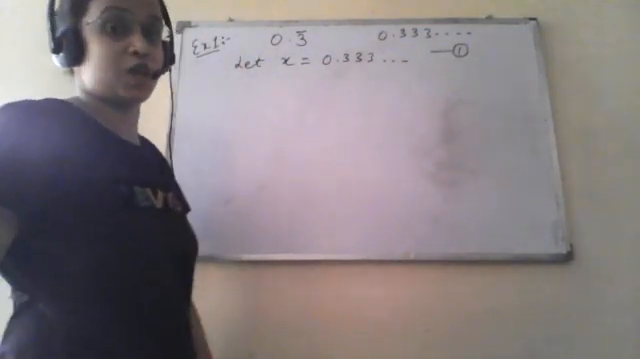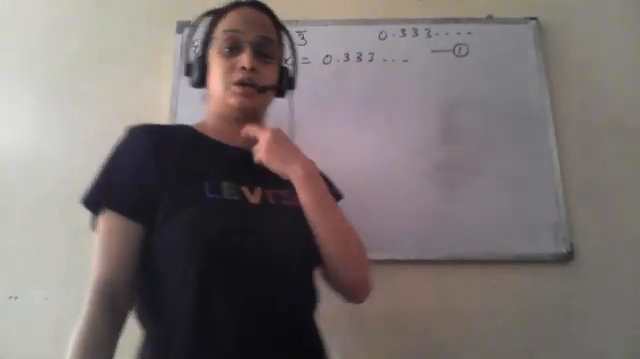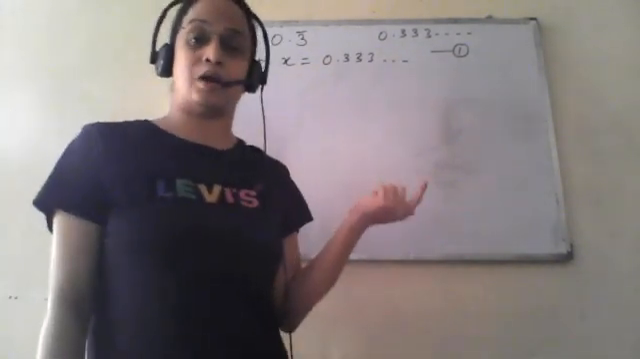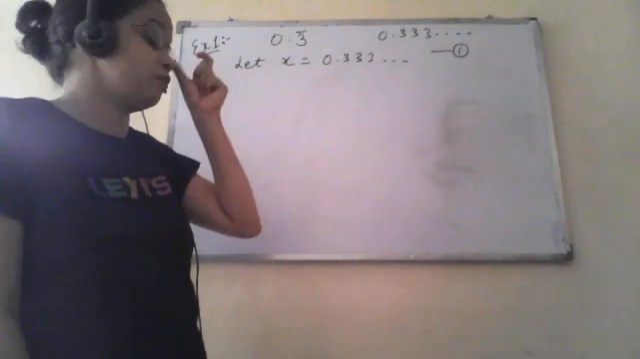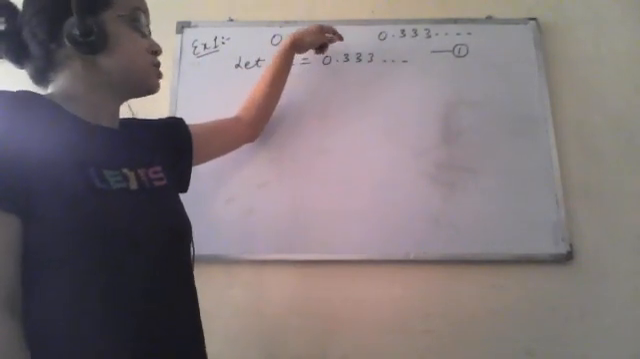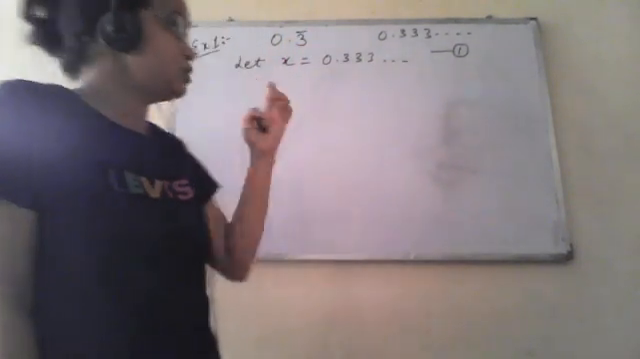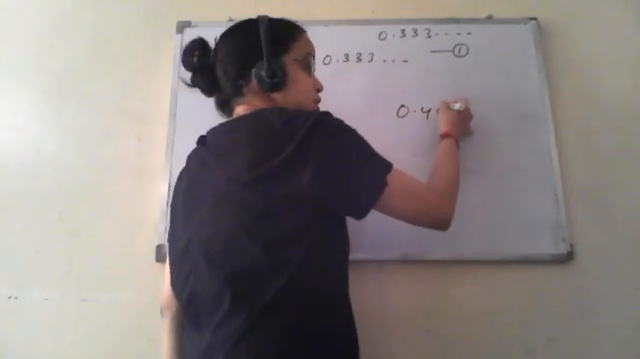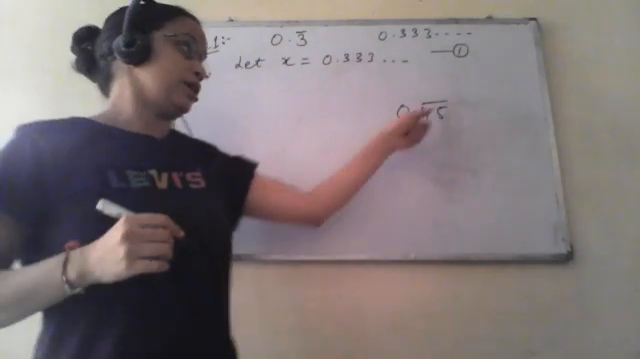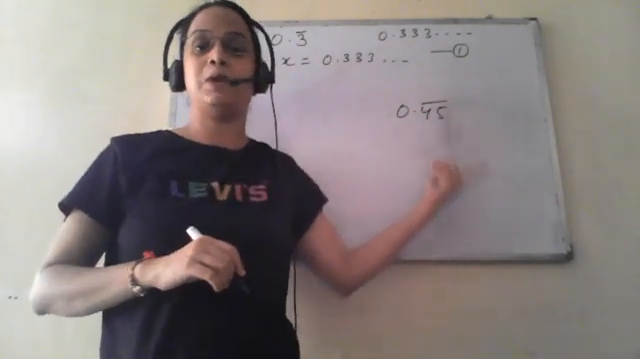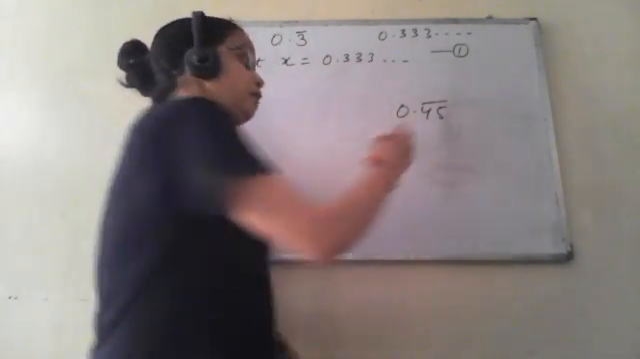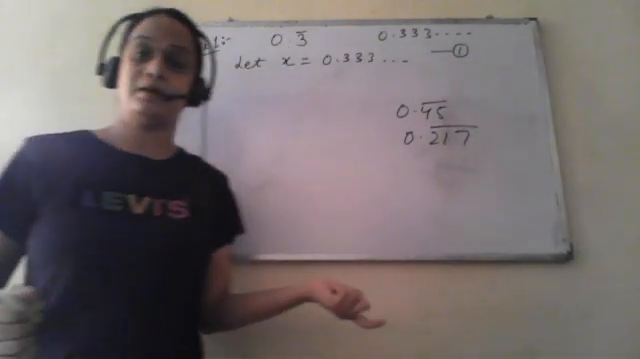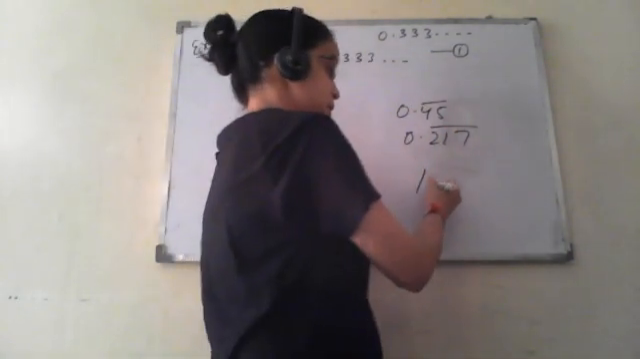Now, how to check whether we have to multiply by 10 or 100 or 1000 will depend upon the number of repeating digits. Since only one digit is repeating, we will multiply by 10. If the bar was on 2 digits, there are 2 digits repeating, and we will multiply the equation by 100. If there are 3 digits, we will multiply by 1000. So we have to multiply by powers of 10.